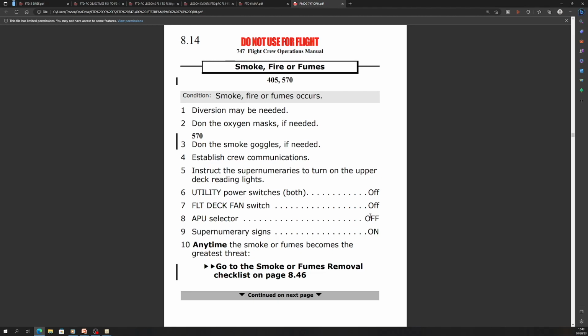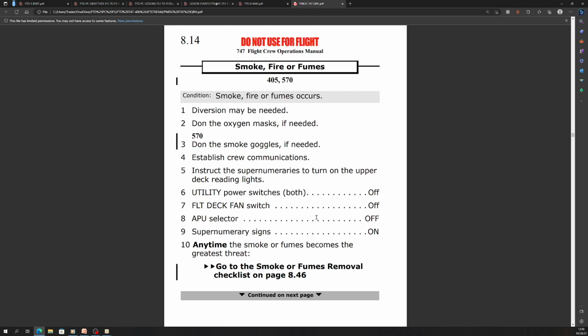APU selector off, supernumerary signs on, and notice it says in number 10 here, anytime the smoke or fumes become the greatest threat, then go to the smoke or fumes removal checklist. There's really two checklists here. There's a smoke, fire, fumes checklist, and there's a smoke or fumes removal checklist.